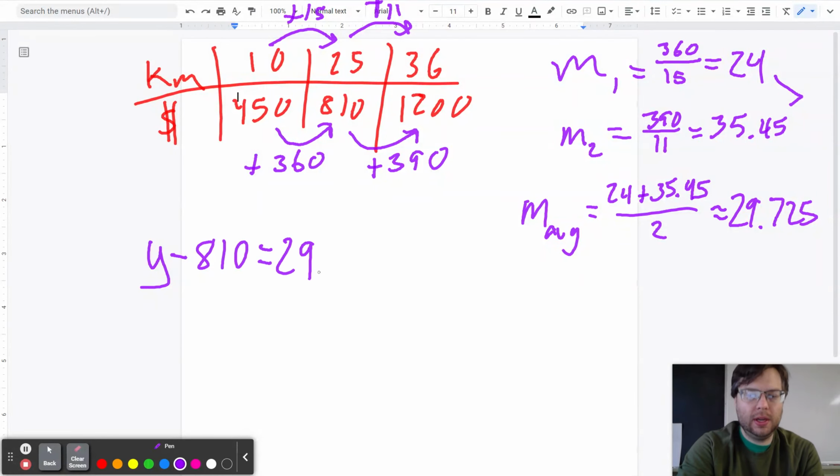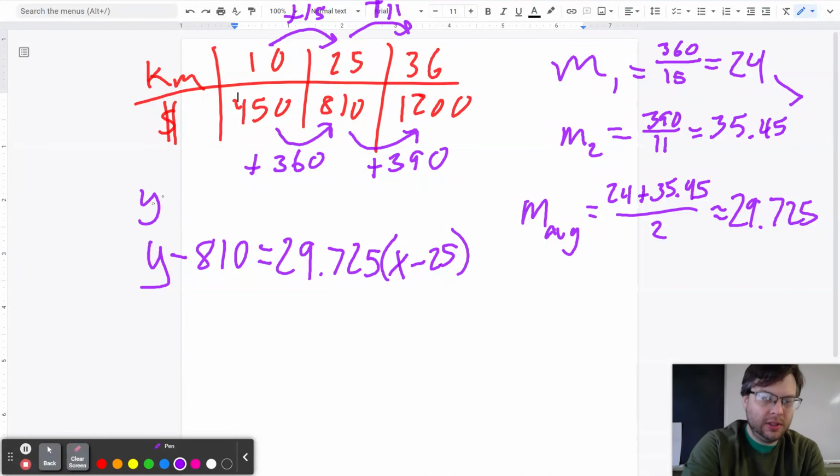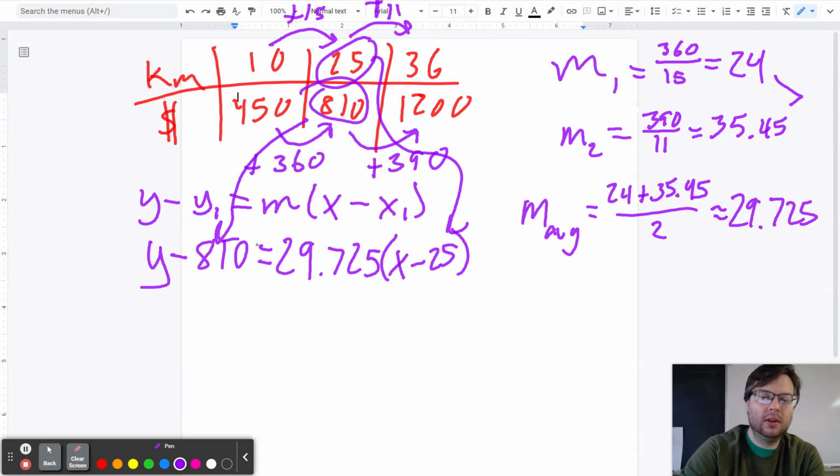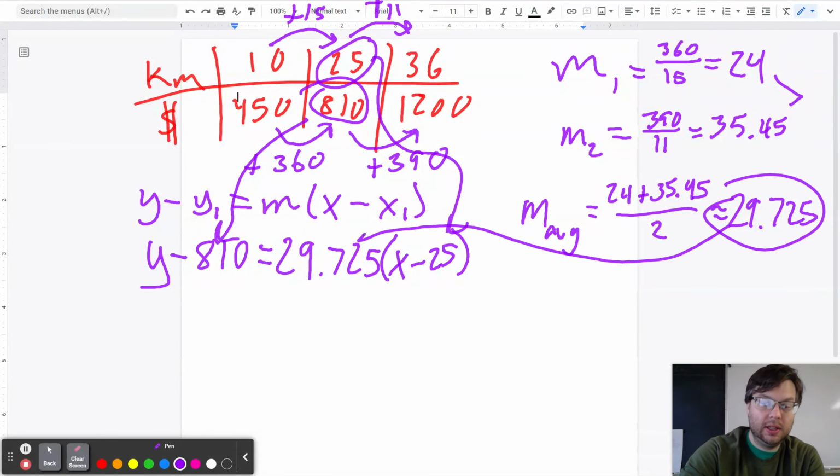Now, I don't have a y-intercept, but I can use the middle value and write my equation in point slope form. Remember, point slope form is something I've been desperately trying to convince you is easier than finding the y-intercept. This is your point slope form. I'm just copying the x value, copying the y value, and using the average slope right there.